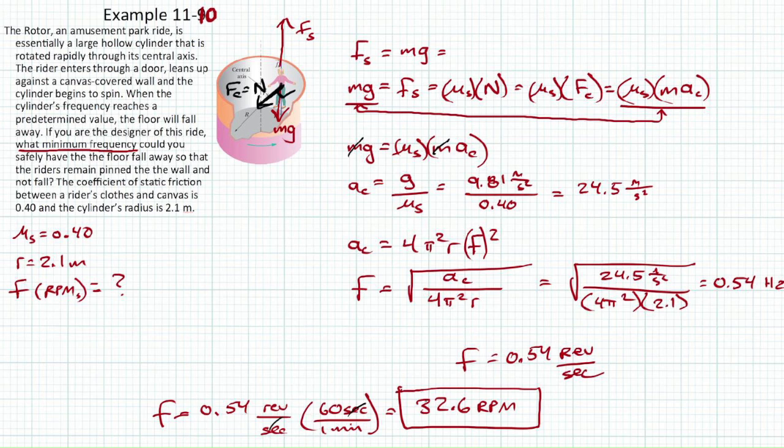So there we go. That would be our frequency to cause anybody to stick to the wall. Though that would be, you might say, the minimum frequency. If it's spinning around faster than that, then certainly they'll stick to the wall. But that's the very minimum at which the static friction force would balance out with the weight force of a person of any mass. And there you have it.